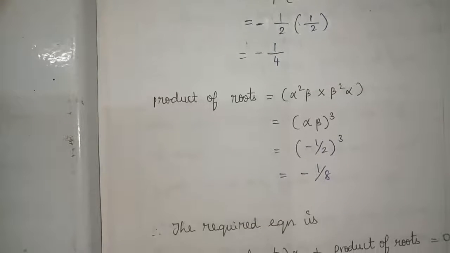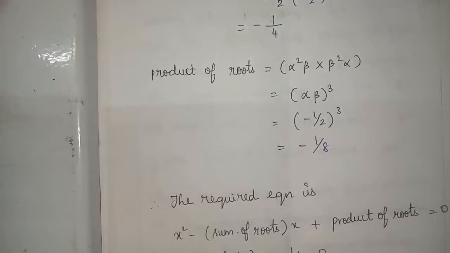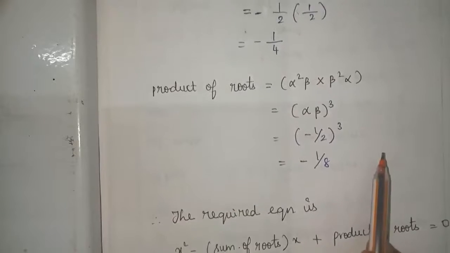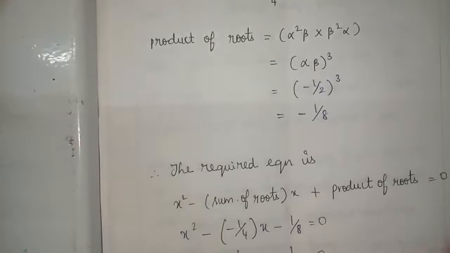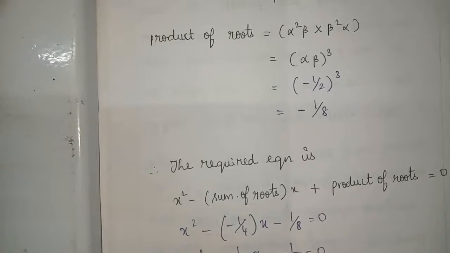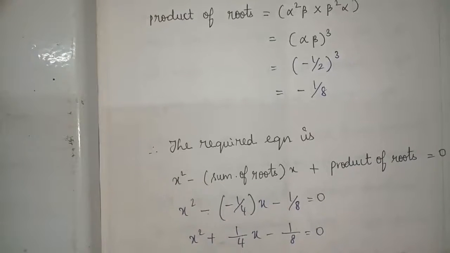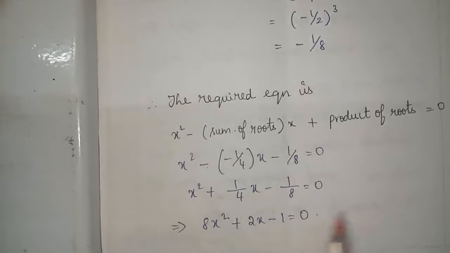Therefore, the required equation is x square minus sum of roots into x plus product of roots is equal to 0. Now you substitute the sum of roots value and product of roots value. So x square minus of minus 1 by 4 into x minus 1 by 8 is equal to 0. Minus into minus plus. So x square plus 1 by 4 into x minus 1 by 8 is equal to 0, which implies you are taking LCM. So 8x square plus 2x minus 1 is equal to 0.